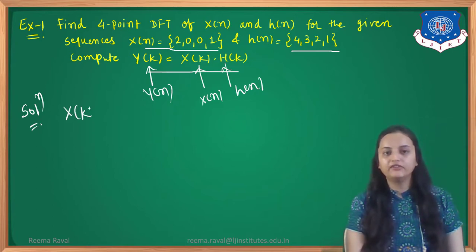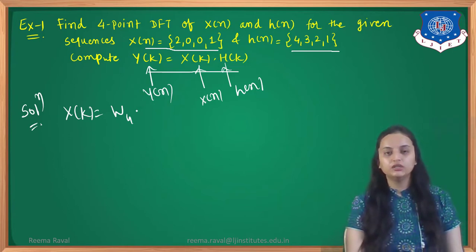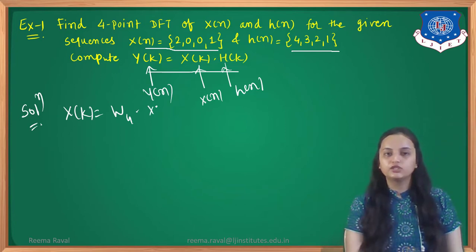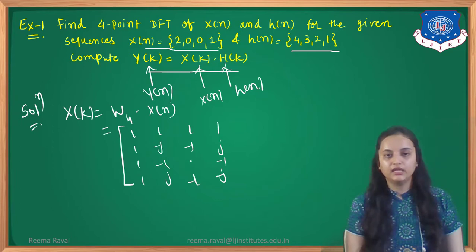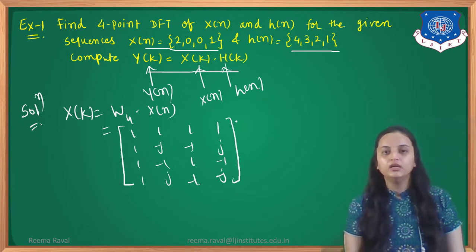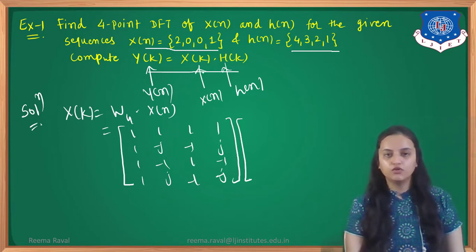So x of k will be equal to W4 into x of n, that is matrix multiplication, as in the matrix method. Here W4 is given as the rows 1 1 1 1, 1 minus j minus 1 plus j, 1 minus 1 1 minus 1, and 1 plus j minus 1 minus j. The sequence over here is x of n, which is 2 0 0 1.